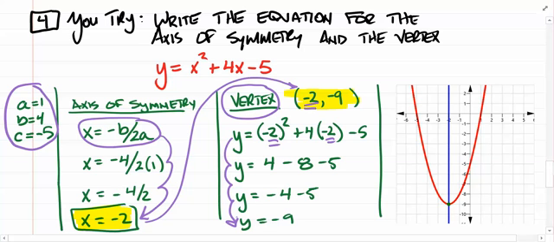So therefore, when you put all this information together on the graph, you see that the vertex is down there at negative 2, negative 9. We see that the axis of symmetry is the line x equals negative 2, and then of course we have the graph to match.